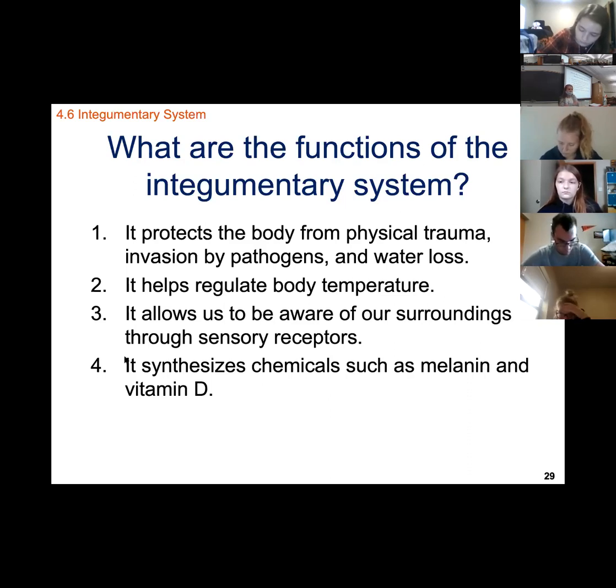When you're shivering, when you're cold, your body is contracting muscles. When you contract your muscles, you get warmed up a little bit. It's the same reason why when you're working out for an extended period of time, you start to feel hot. You start to feel warm. Your muscles are contracting. It's creating heat. It helps us to be aware of our surroundings through sensory receptors, okay?